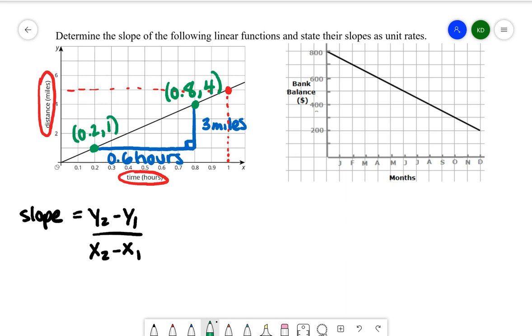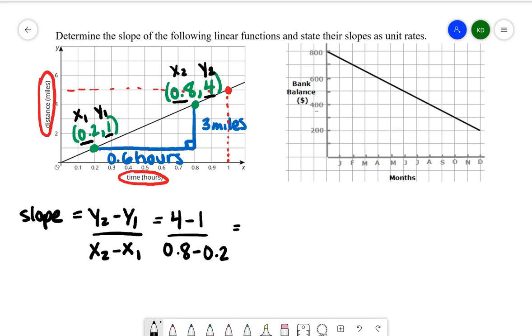What we want to do is use these two coordinates in the formula below. So I'm going to give these values. I've got x1 followed by y1 because I have an x value followed by a y value. And then I have a second coordinate, x2 followed by y2. All you really have to do now is plug your numbers into the formula. So y2 was 4 and y1 was 1. x2 is equal to 0.8 and x1 is 0.2. Here, 4 minus 1 is 3, and 3 is being divided by 0.6.